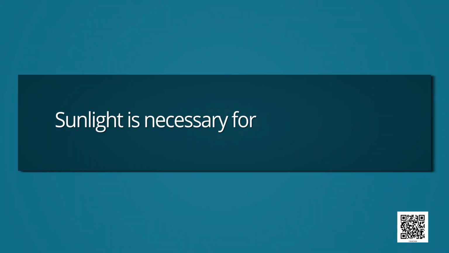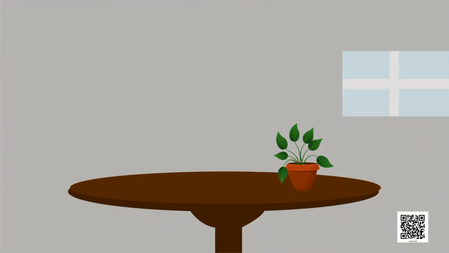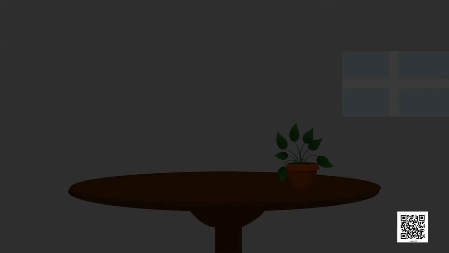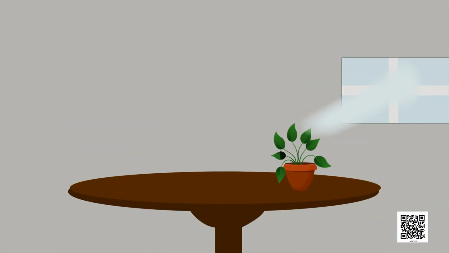Sunlight is necessary for photosynthesis. To prove this, let us perform an activity. Take a potted plant and keep the plant in a dark room for 2 to 3 days so that all the starch is used up. Now take a leaf from this plant and cover a part of this leaf with a black paper strip and keep this plant in sunlight for 3 to 4 hours.